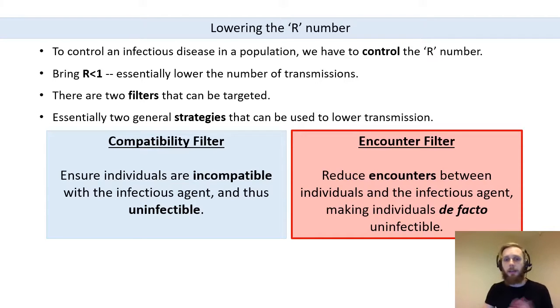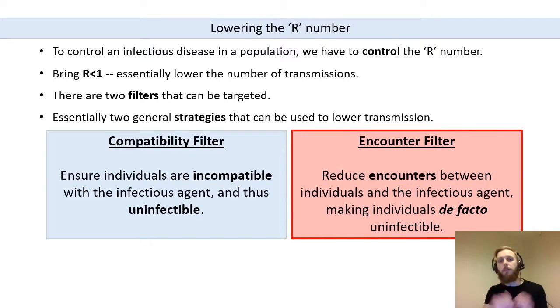And again, as we'll see over and over again, there's a huge overlap between individual medicine and epidemiology, because a lot of the strategies we use to make individuals incompatible are a part of individual medicine. They're things like vaccination, for example. You're vaccinating individuals, but from an epidemiological perspective, we're thinking about vaccinating enough individuals to lower the R number within a population. So that's how it comes into epidemiology, really.